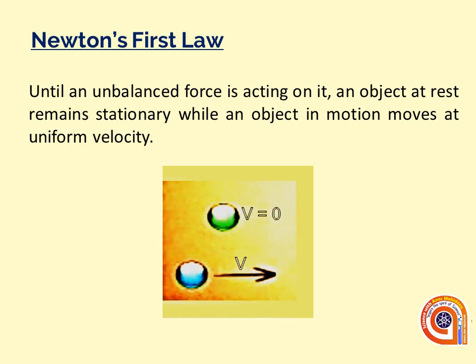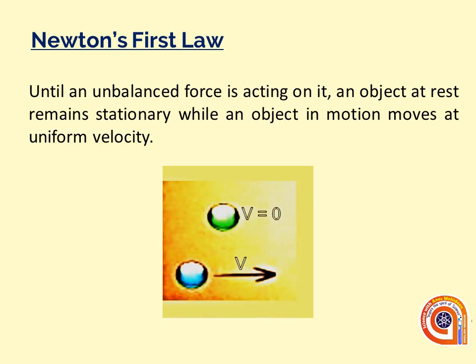So that is the first part of Newton's first law. Until an unbalanced force is applied on it, an object at rest remains at rest. And the second object here is moving at velocity v. If there is no force applied, it will continuously move at uniform velocity. If a force is applied in the same direction of motion, then the velocity will be increased. If it is in the opposite direction of motion, velocity will be decreased. So accordingly, the second part of the law: an object in motion moves at uniform velocity if there is no unbalanced force applied. So this is the first law of Newton.